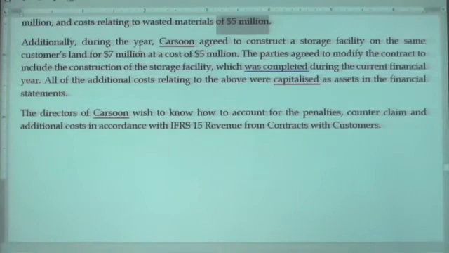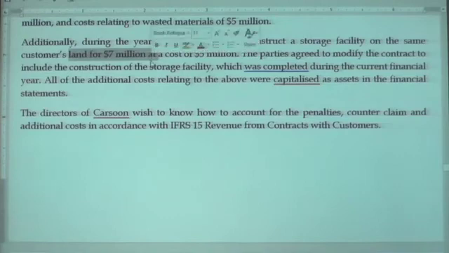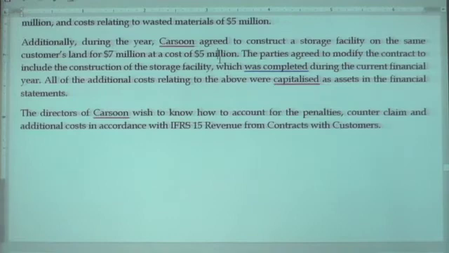Additionally, during the year, Carsoon agreed to construct a storage facility. Clear? Now, you already agreed to construct a retail outlet. In addition to that, you agreed to construct a storage facility. For that, you will charge a separate price of 7 million, and separately you incur a cost of 5 million. Is that clear? This is also a contract modification, but in this case both scope and price will change. Clear?